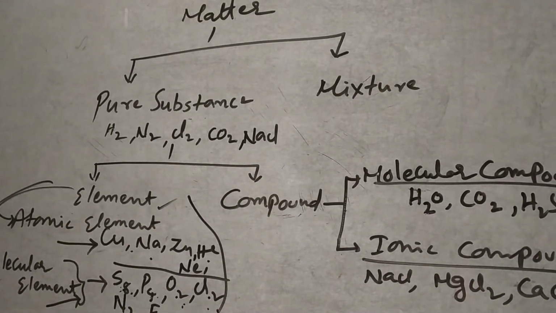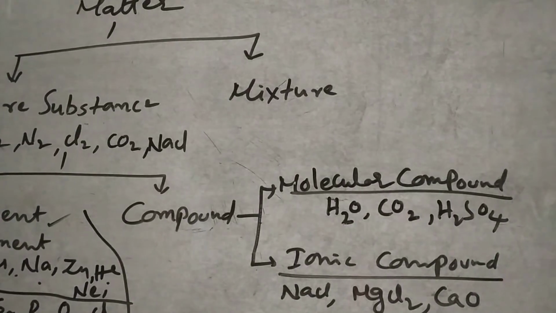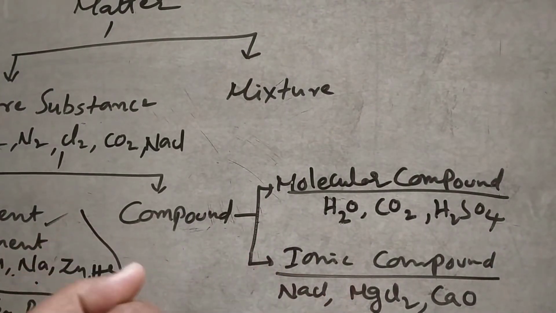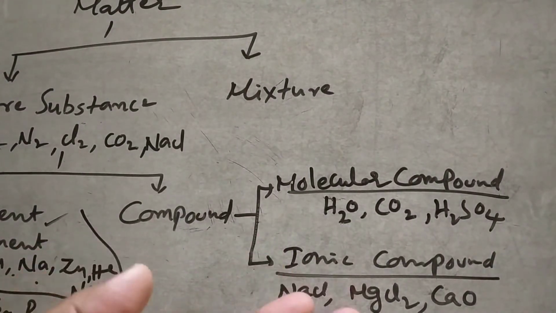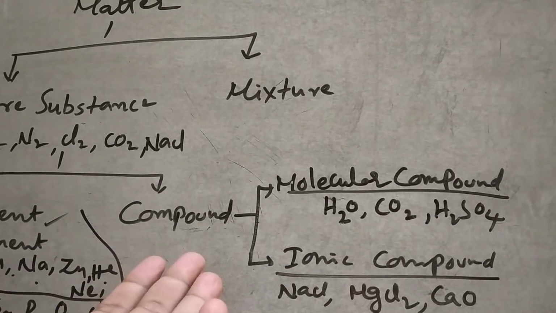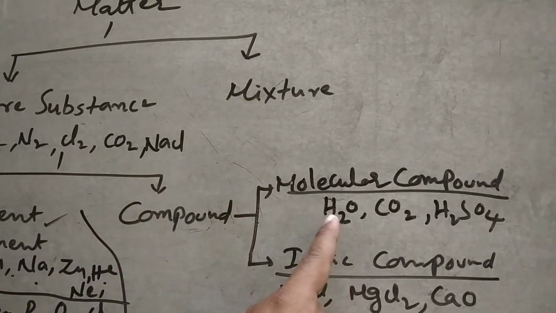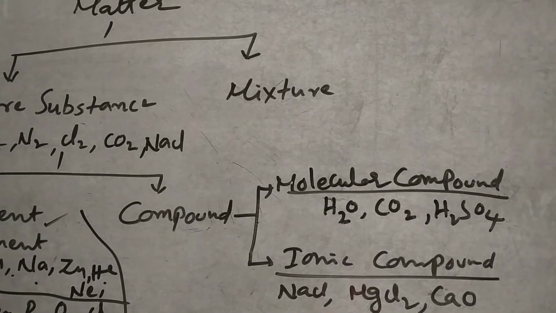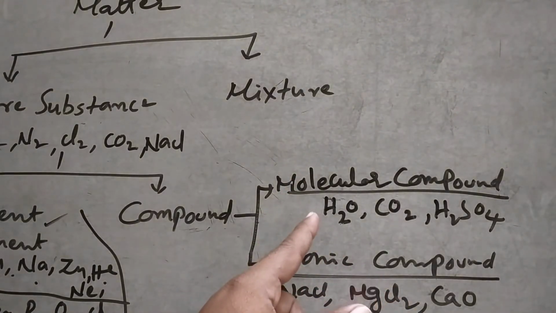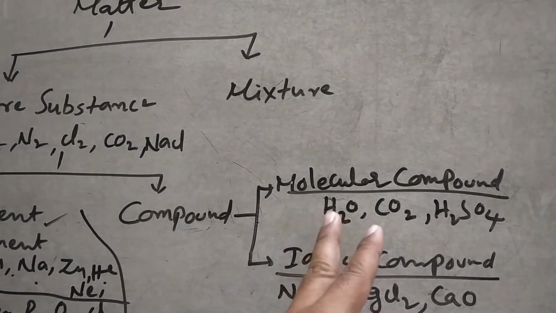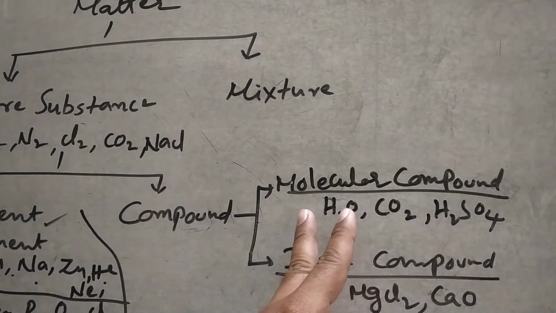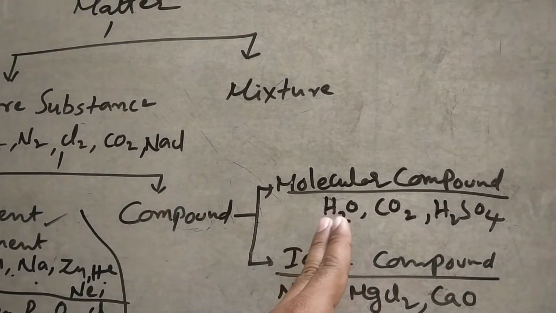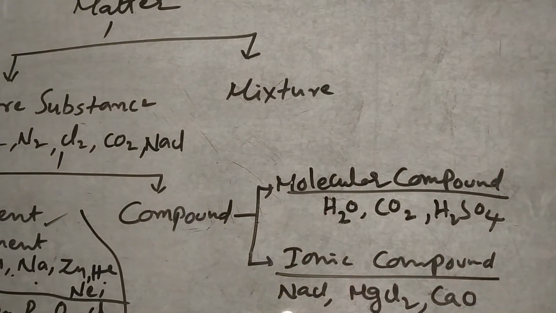Then what do you mean by molecular compound? Two or more atoms combining, that is H2O, CO2, H2SO4, HCl, etc. Molecule means two or more atoms, so here also two or more atoms. So here, H2O, H and O, they are molecules that are covalent in nature. This one is ionic in nature.